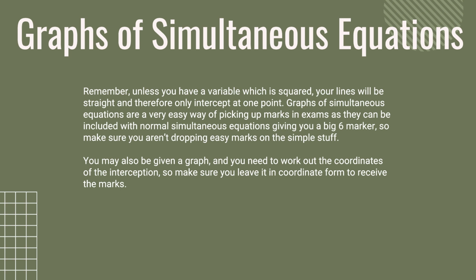Graphs of simultaneous equations are a very easy way of picking up marks in exams, as it can be included with normal simultaneous equations, giving you a big 6 marker, so make sure you aren't dropping easy marks on the simple stuff. You may also be given a graph and you need to work out the coordinates of the intersection. So make sure you leave it in coordinate form to receive the marks if you are asked to give it in coordinates. If you don't give it in coordinates, you'll lose the marks.